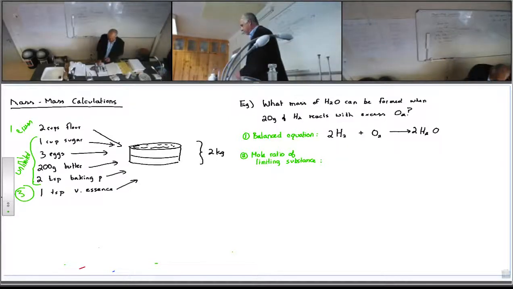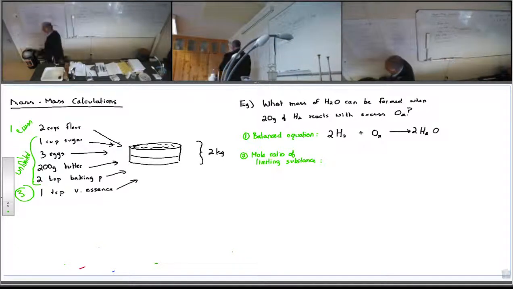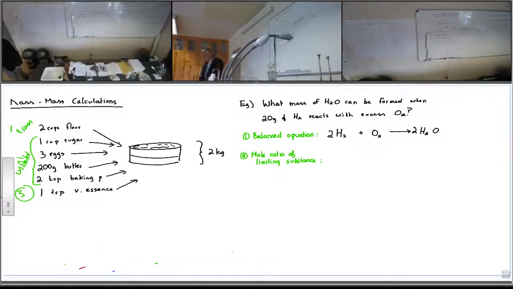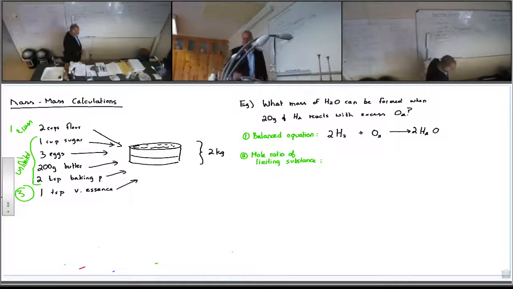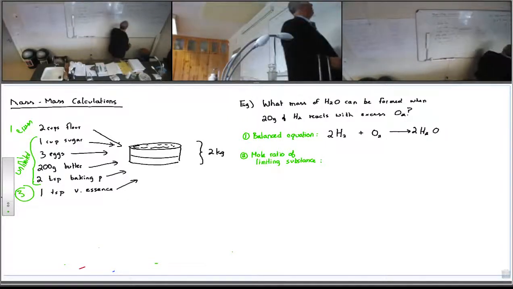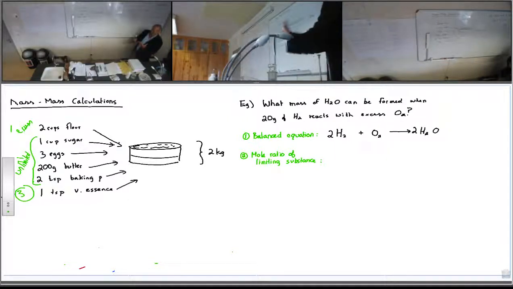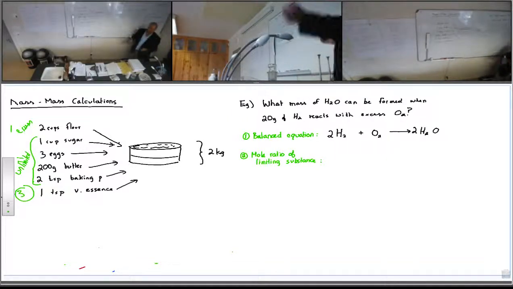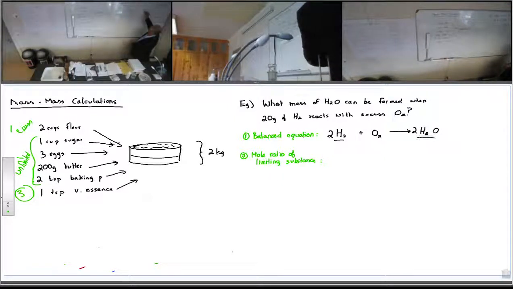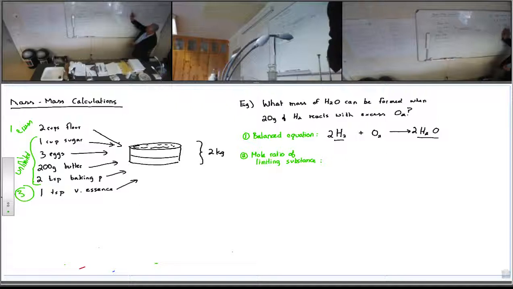Step number 2 is to write down the mole ratio of the limiting substance and whatever is going to form. Now, which is your limiting substance in this situation? Why? Because you only have 20 grams of hydrogen. You've got excess, unlimited oxygen. But your hydrogen is going to eventually run out because you've only got 20 grams of it. So hydrogen is your limiting one. Do you agree? And obviously we want to know how much water you can form, because it asks what mass of water can be formed. So you're going to write down the mole ratio of that to that.